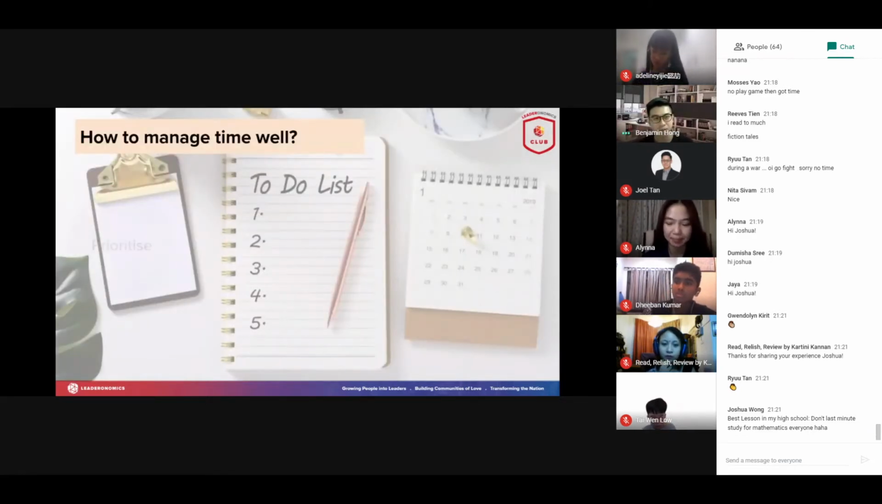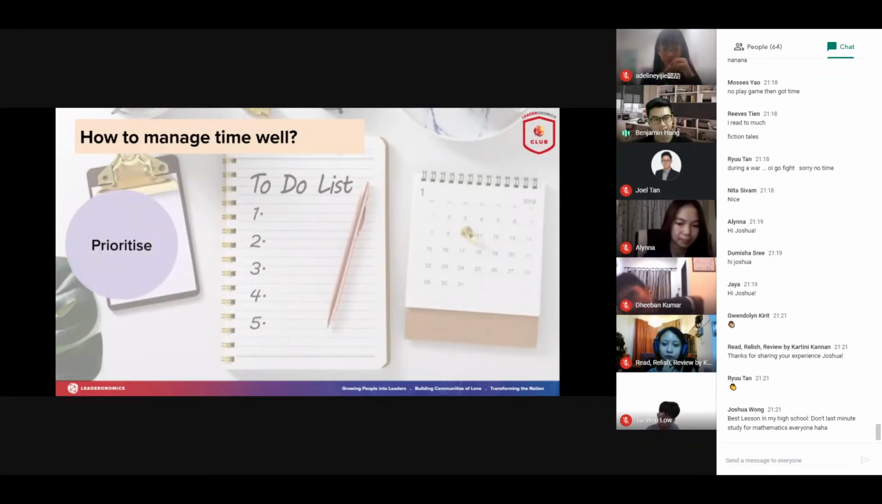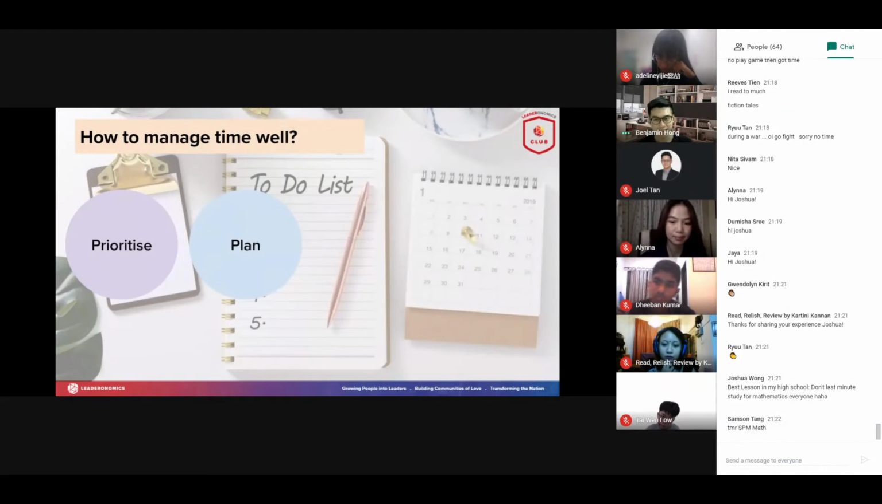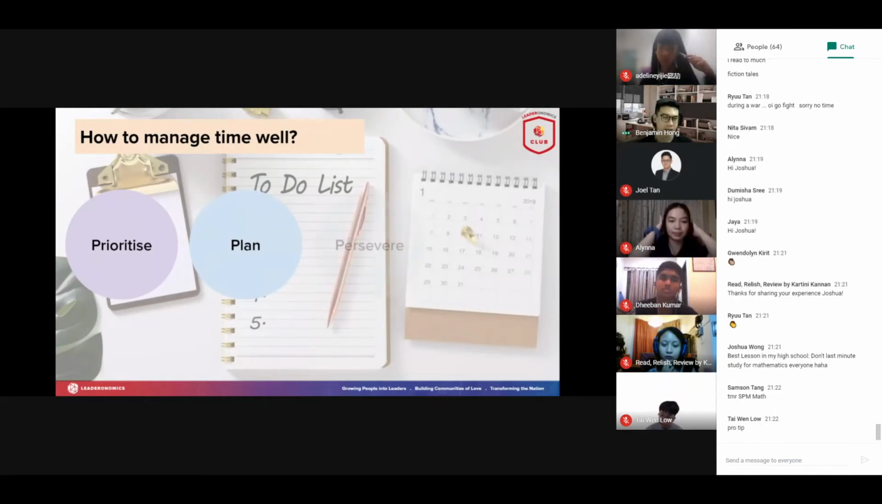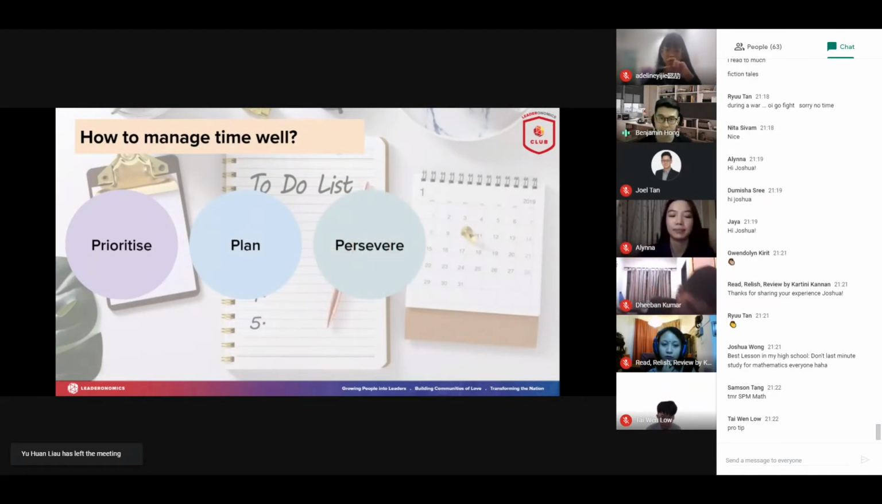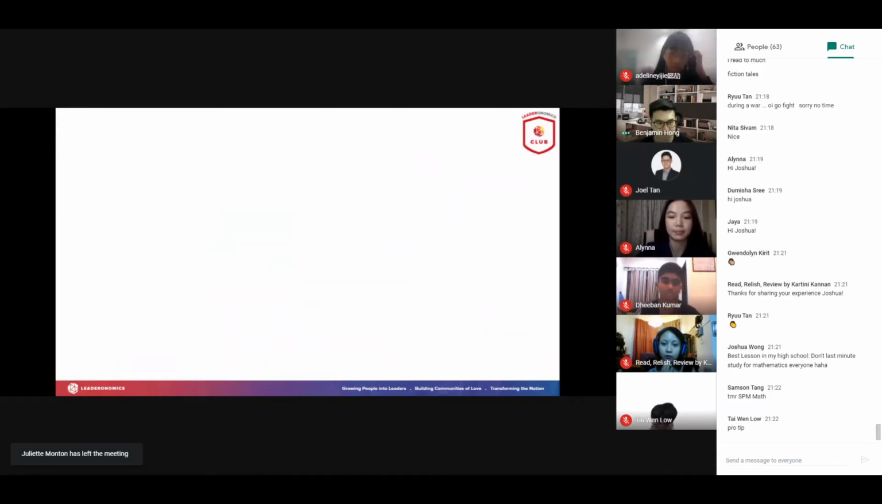First one is prioritize. Second one is plan. Third one is persevere. And the final one is people. You must be thinking, what is this 4P that you're mentioning to me? Don't worry, I'm going to break it down right now. So first one is prioritize.